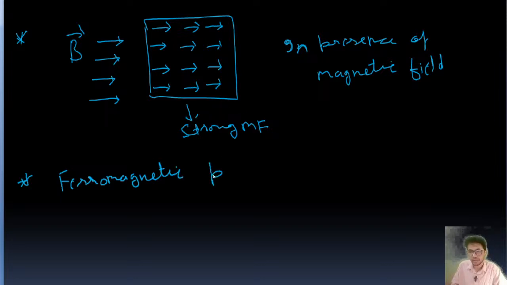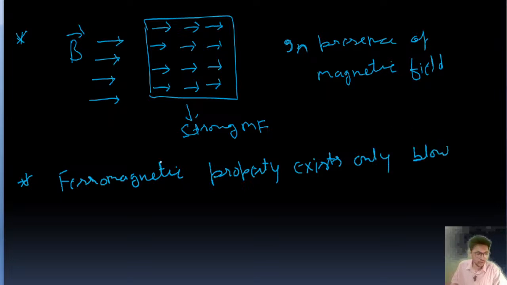The ferromagnetic property exists only below a certain temperature. This is a very important point. There is a certain temperature below which a paramagnetic substance will behave as a ferromagnetic material. So the ferromagnetic property exists only below a certain temperature.